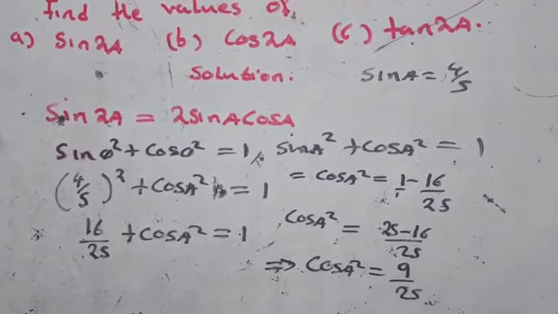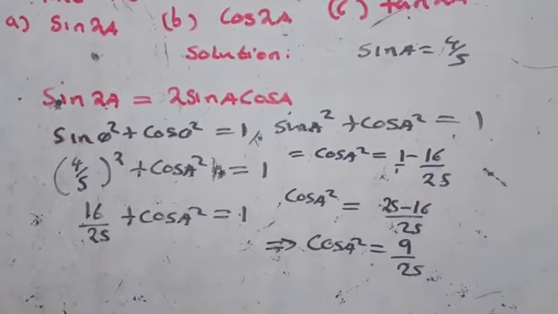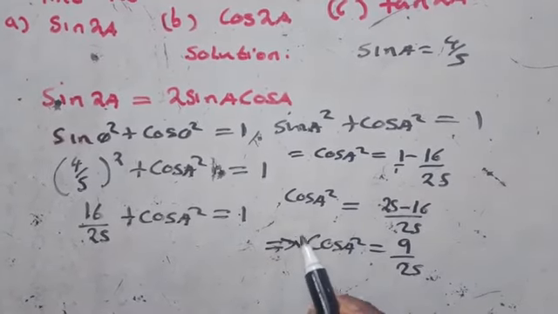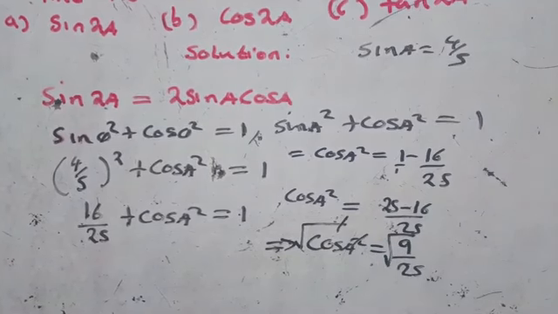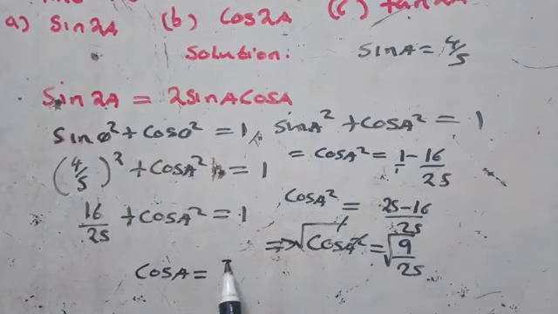Then we make cos A the subject of the formula by introducing the square root. We're going to have the square root here, and here the square root. We know that the squared and the square root cancel. So we're going to have cos A is equal to the square root of 9, which is 3, and the square root of 25, which is 5. So this is cos A.